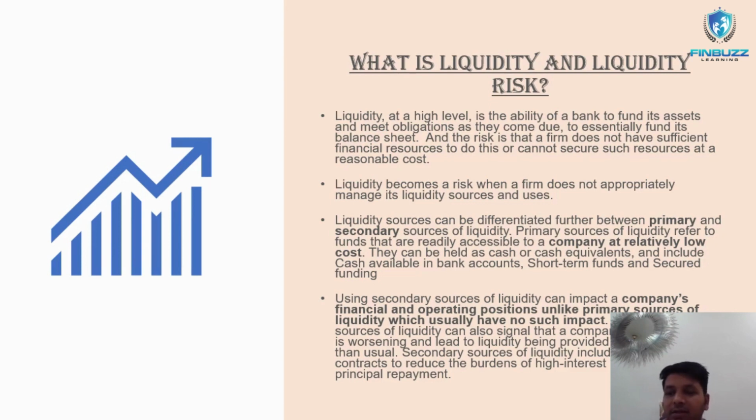So primary is something very cheap and easily available funds. For example, your cash money, your balance with the bank, your short-term investments, short-term funds, secured funding, something which you can easily avail. For example, government funding, any funding which is easily available.